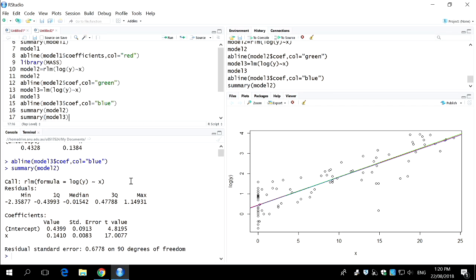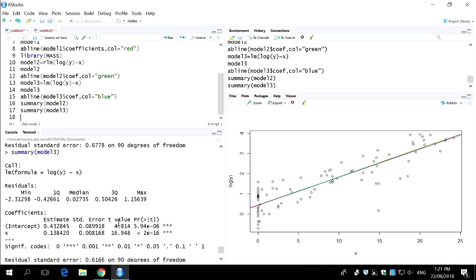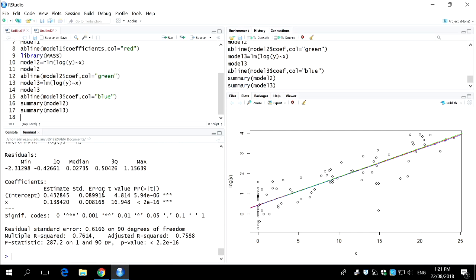you'll see they're similar, tiny bit different. Okay, 0.432, 0.138, 0.6166 compared with, and we have to scroll back up to see the other ones. So the standard error is a bit smaller, 0.67, and these are mildly different. So those are all the three different fitting methods.